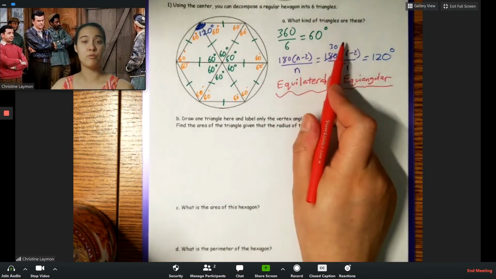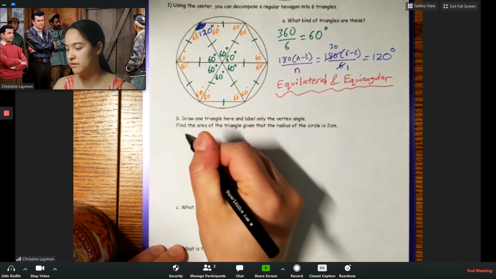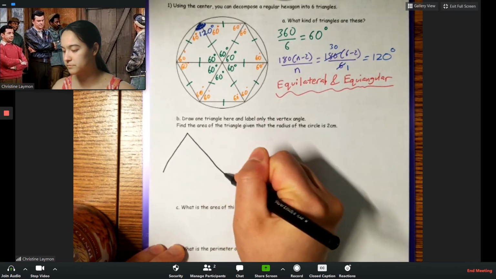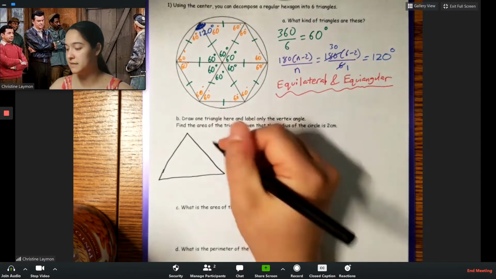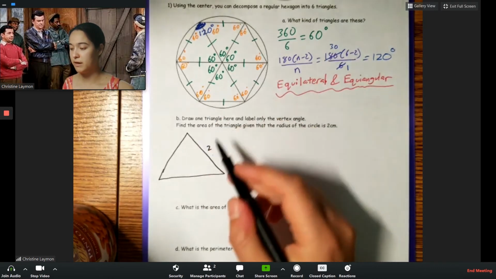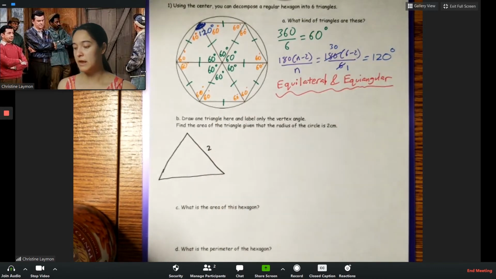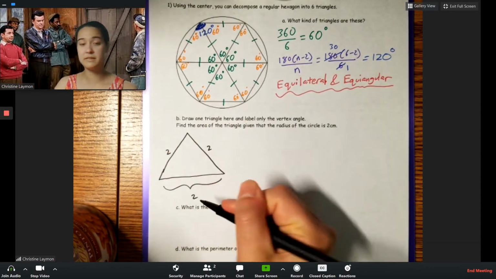Up here is the work we did to fill in this picture. Now it says draw one triangle here and label only the vertex angle. We want to find the area of the triangle given that the radius of the circle is 2 centimeters. Okay, let me go ahead and draw myself a triangle here. They've told us that the radius is 2. So if this triangle is coming from right here, like this one is that one, the radius is 2 up there, and I put a 2 down here also. So this full thing here is 2.